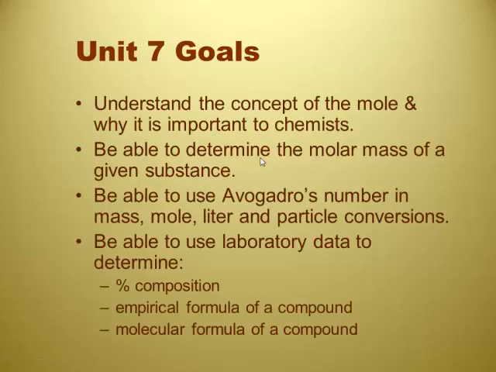Goals of Unit 7. Understand the concept of the mole and why it is important to chemists. Be able to determine the molar mass of a given substance. Be able to use Avogadro's number in mass, mole, liter, and particle conversions. Be able to use laboratory data to determine percent composition, empirical formula of a compound, and molecular formula of a compound.